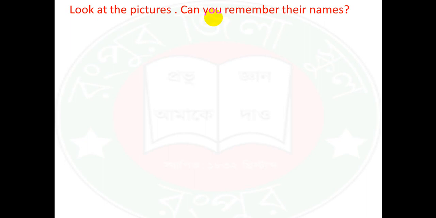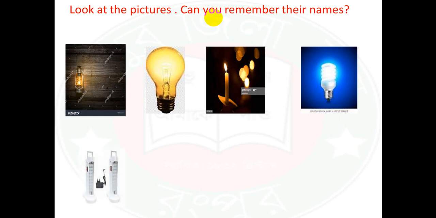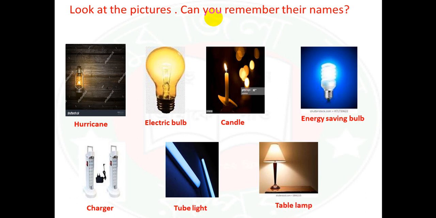So look at the picture 1, 2, 3, 4, 5, 6, and last one 7. Look at the pictures and try to remember their names. So have you got the names? Of course you have got the names because these are very familiar to you. And let's go on to check your recollection. Okay, this is hurricane, electric bulb, candle, and of course energy saving bulb. It's very familiar. Charger light, this is very useful to you, especially as a student. Tube light, and of course table lamp, this is also useful for your study.